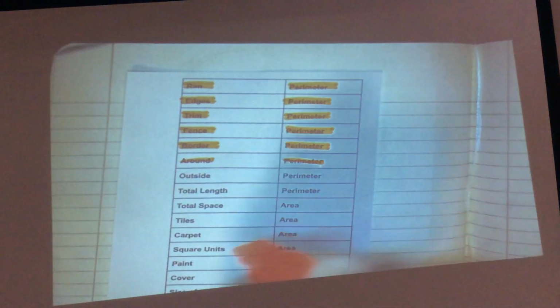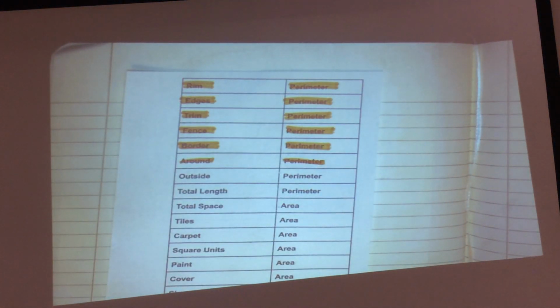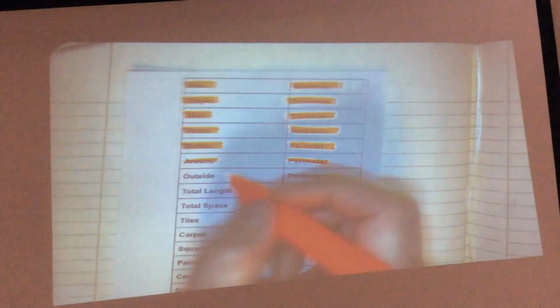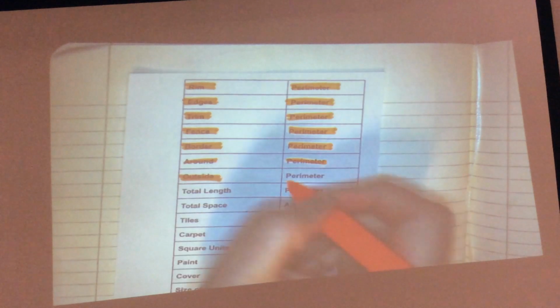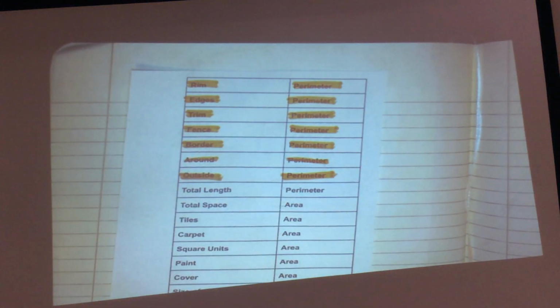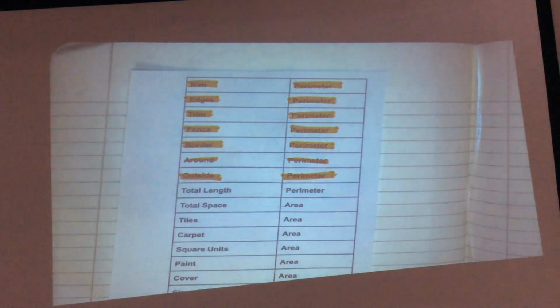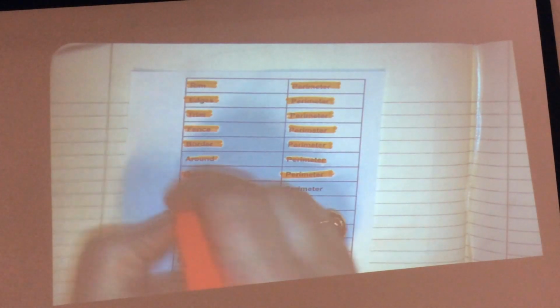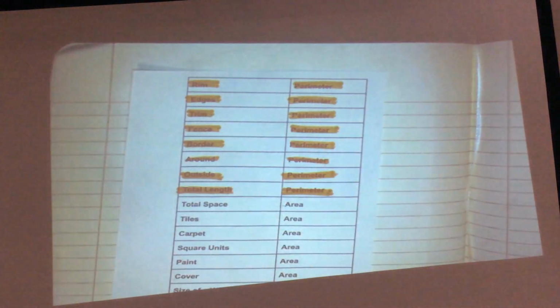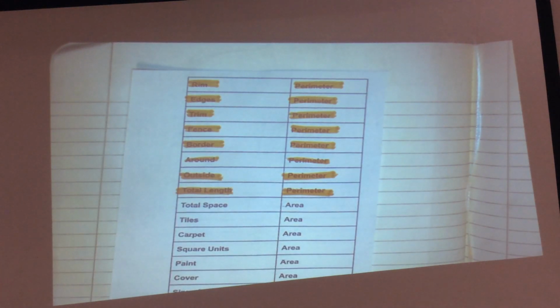If I'm walking the outside of a building, I am finding the perimeter. The total length also means perimeter. Okay, switch to a different color.